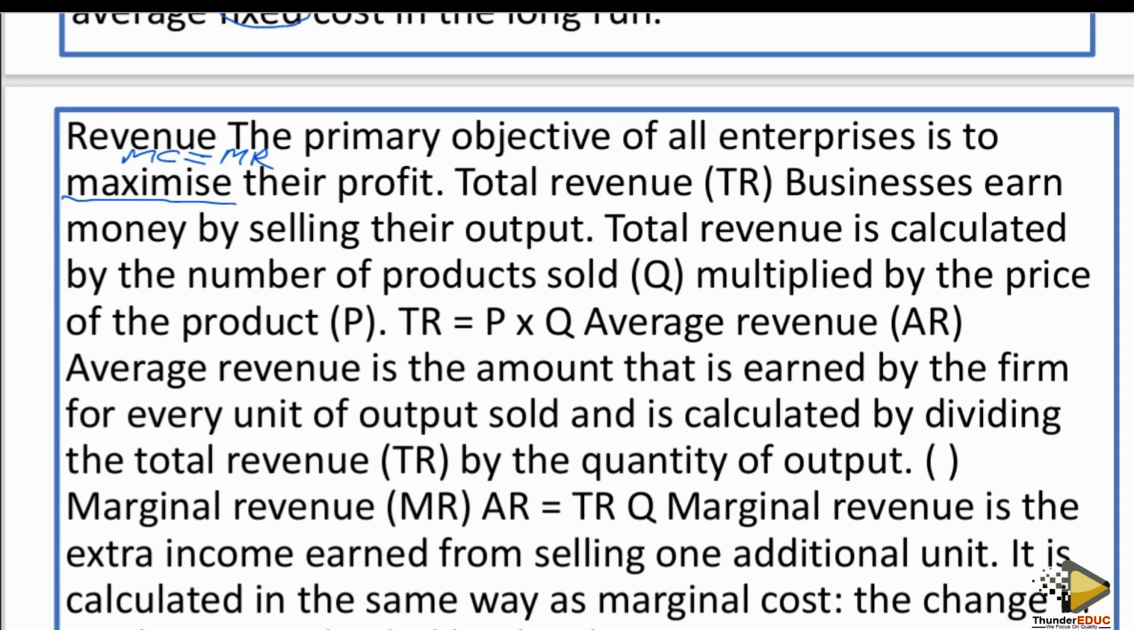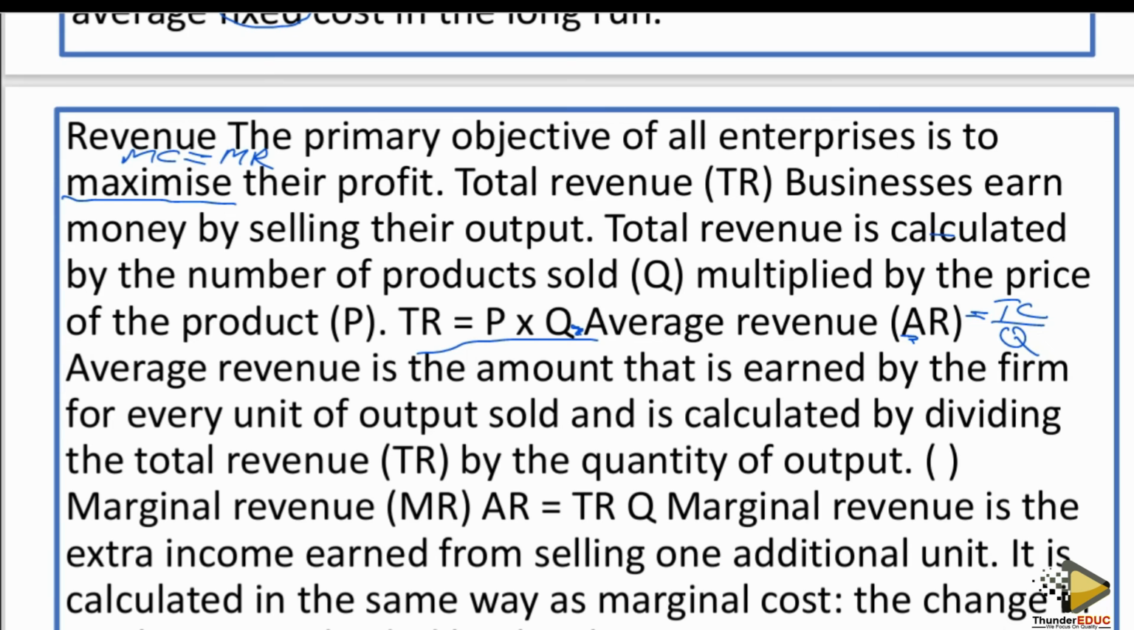So now moving on, if you check here, we are saying that total revenue is calculated by the number of products sold, which is Q, multiplied by the price of the product, which is P. So total revenue is going to be price times quantity. So now we also have the average revenue. Normally, the moment you come across the word average, grade 12s, under economics, know that we have total cost being divided by what? Being divided by the quantity. That's how you calculate your average.